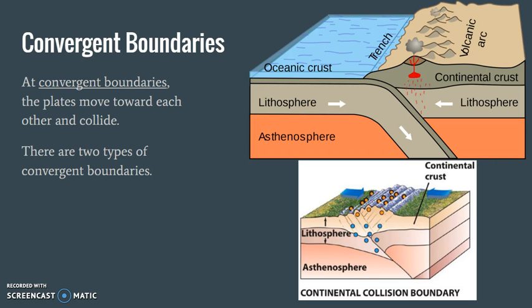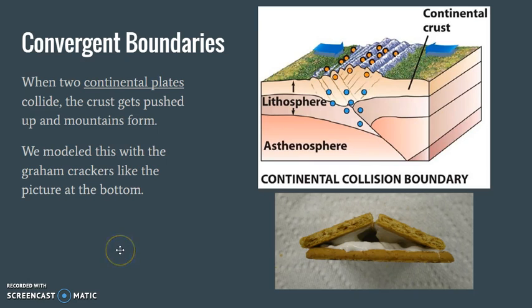Convergent boundaries. At a convergent boundary, the plates move towards each other and collide. This is an example of one, and this is an example of one. There are actually 2 types of convergent boundaries, and we're going to talk about those next. The first type of convergent boundary is when 2 continental plates collide. The crust gets pushed up and mountains form.